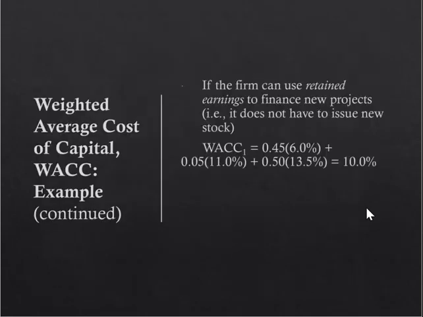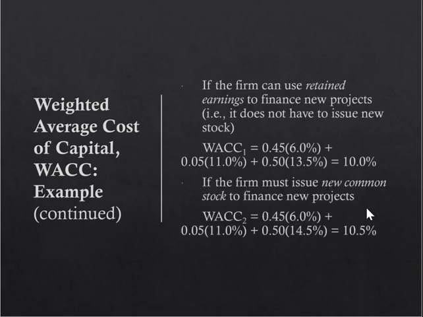If the firm can use retained earnings to finance new projects, the weighted average cost of capital is 0.45 times the 6% for debt, plus this amount for preferred stock, plus this amount for the common retained earnings. So your weighted average cost of capital is 10%.